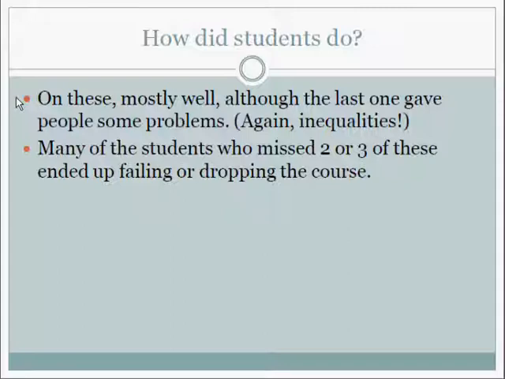And that was why I wrote this test, for students to realize, no, you actually don't remember it as well as you think you did.